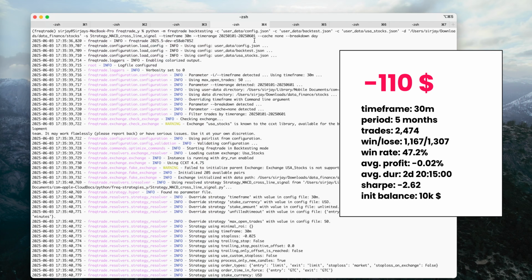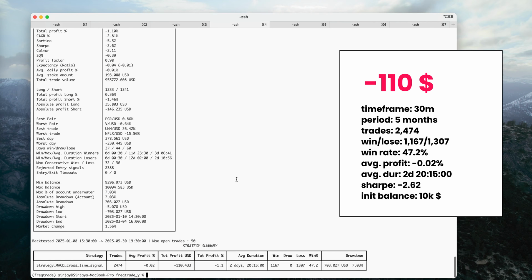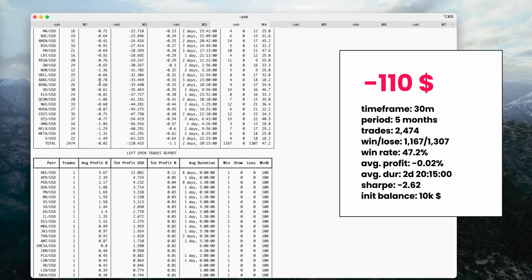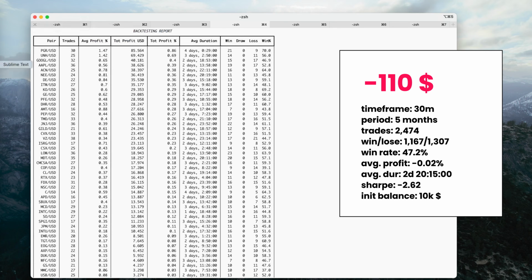30 minutes for the last 5 months. And for 30 minutes stocks, equities, we got a total of 2,000 trades with half winning, and minus $110. Long a little bit positive, shorts negative, low Sharpe. Here are the most profitable stocks.